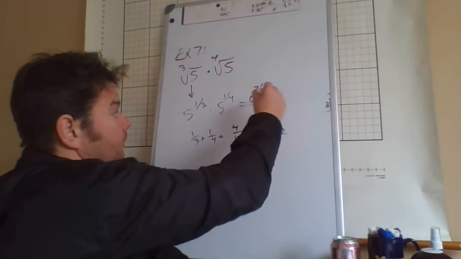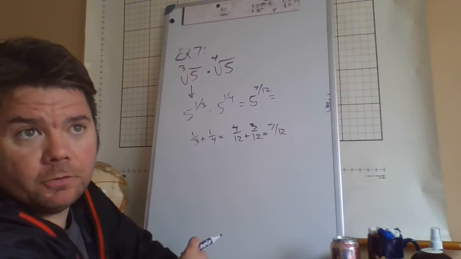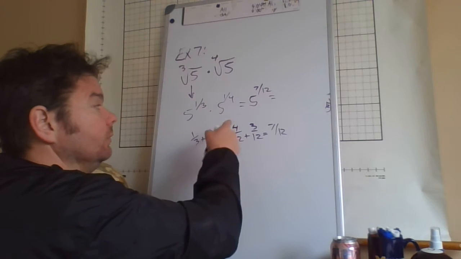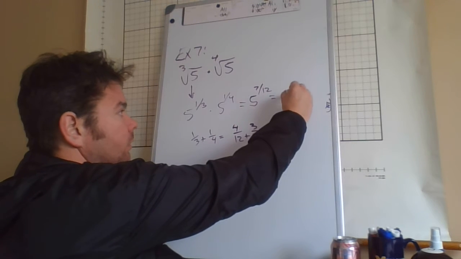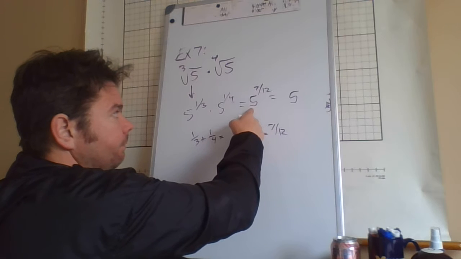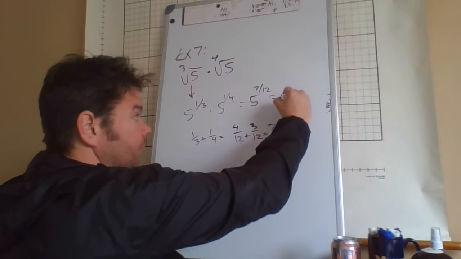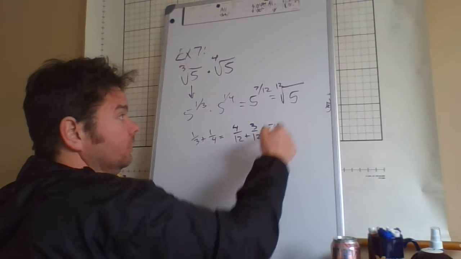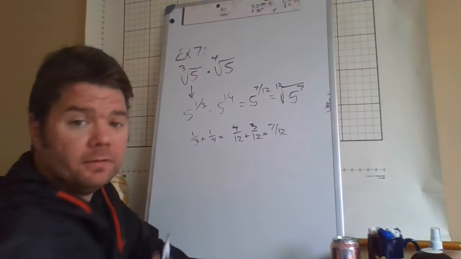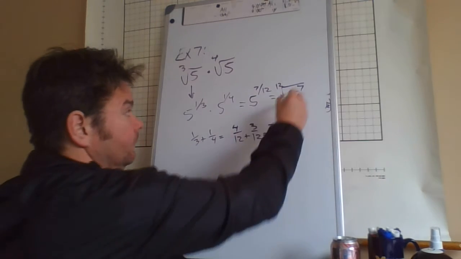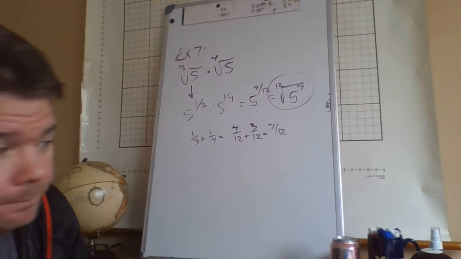But why not convert it to the radical form? Okay, can you do that? Yeah, so the radicand is 5, the exponent is 7, and the index is 12. So this is the 12th root of 5 to the 7th power. Yeah, circle it. It's done. Okay.